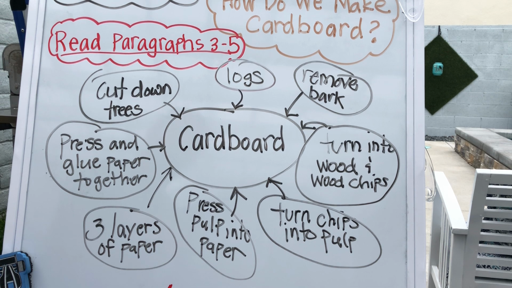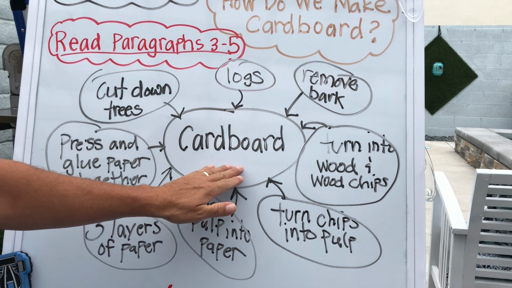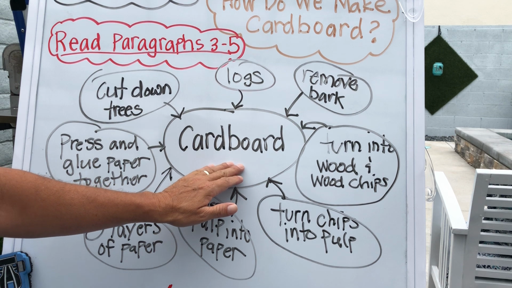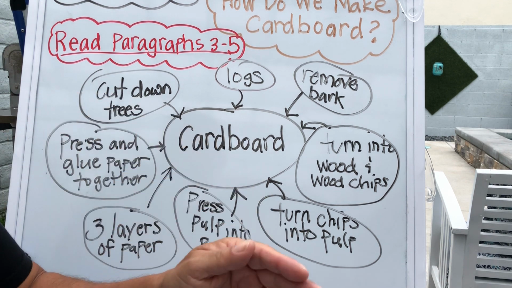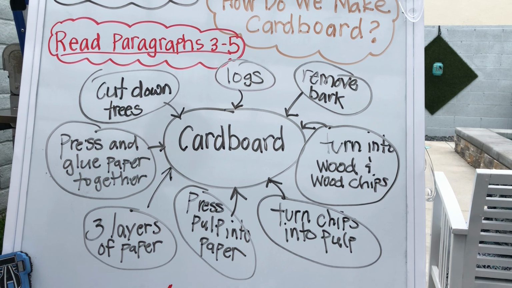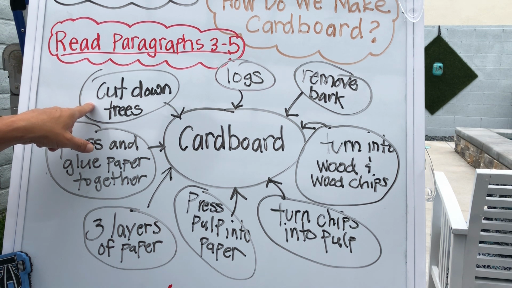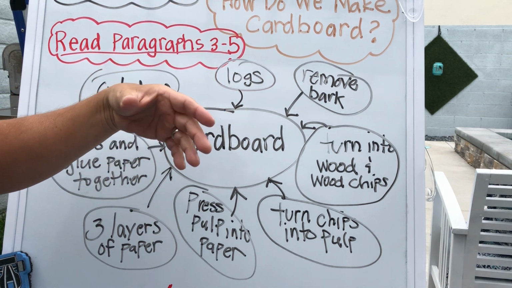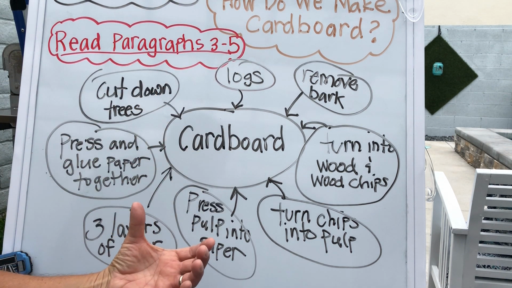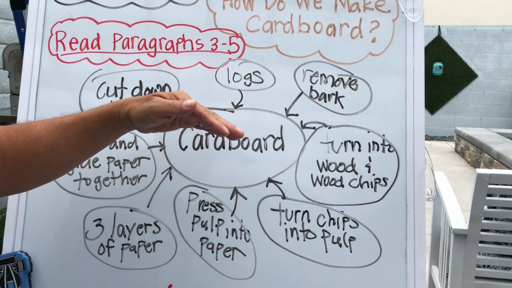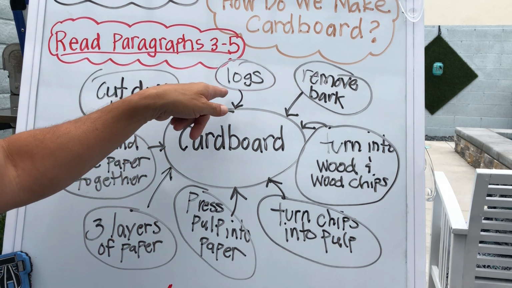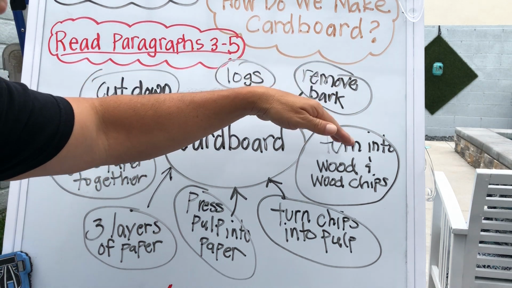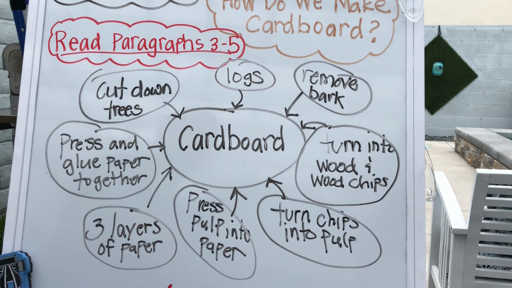Then you're going to take your pencil and you're going to draw a circle in the middle, and you're going to say, okay, we need to figure out how to make cardboard, so I'm just going to write cardboard. Then I'm going to look for all my ideas that I read, and I'm going to begin in paragraph 3. So the first thing that I wrote down was that first you need to cut down some trees. Then once you cut down the trees, you have to turn them into logs. Okay? So they have to cut off all the leaves and everything, and all you have is a big, long tree stem, and that's a log. When you cut all that stuff off, that's called a log. So I wrote that down. Then you have to remove all the bark, which is all the outside skin of the tree.